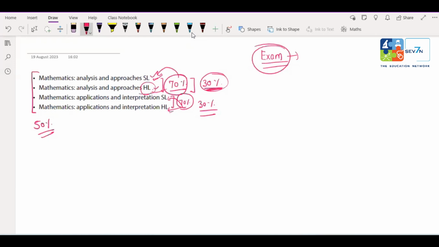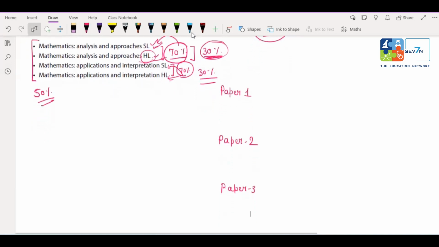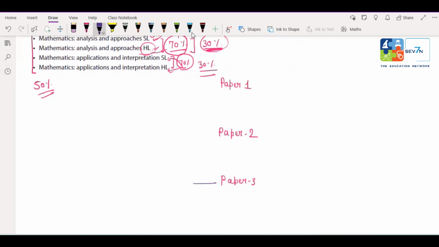of papers. In AI, we have a different set of papers. As AI is not suitable for you, as we have already discussed that you are interested in a different career, I'm not going to discuss anything else about AI. We can discuss only about AA. So in this case, you have 3 papers in total: paper 1, paper 2, and paper 3. But this paper 3 is only for HL level. SL level students are not supposed to give this paper.